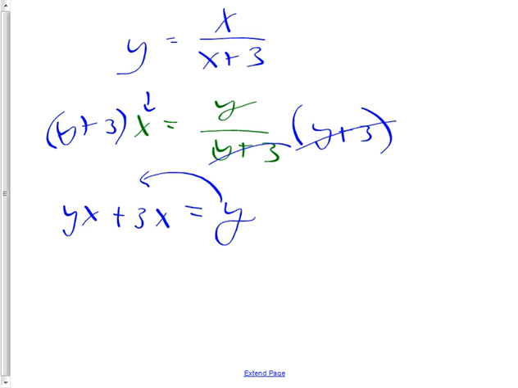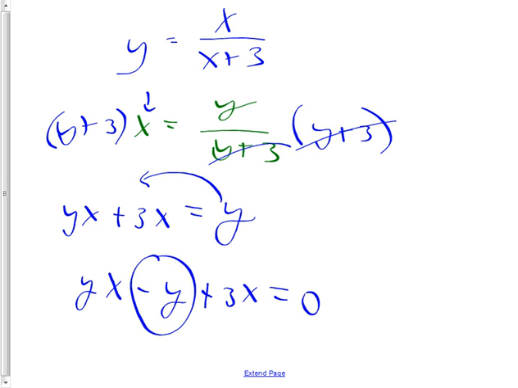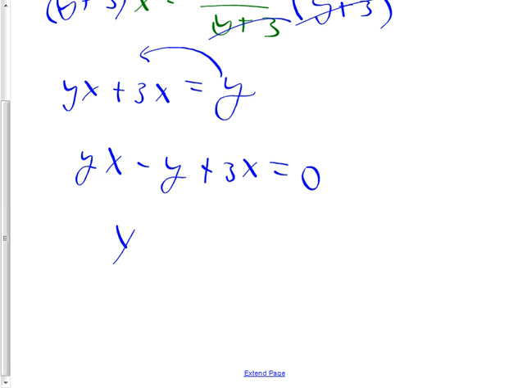So I'm going to move the y over here, and I get yx minus y plus 3x equals 0. All I did was move the y to the other side. Now it's over here and it's negative. Okay. Next thing is I'm going to get the 3x to the other side. yx minus y is equal to negative 3x. Notice when I moved it over here, it became the opposite.